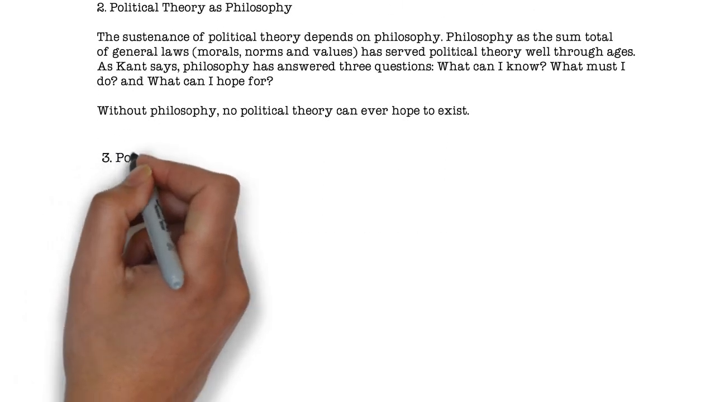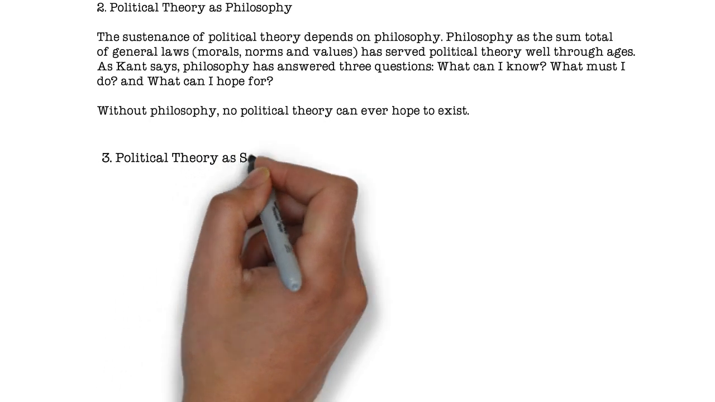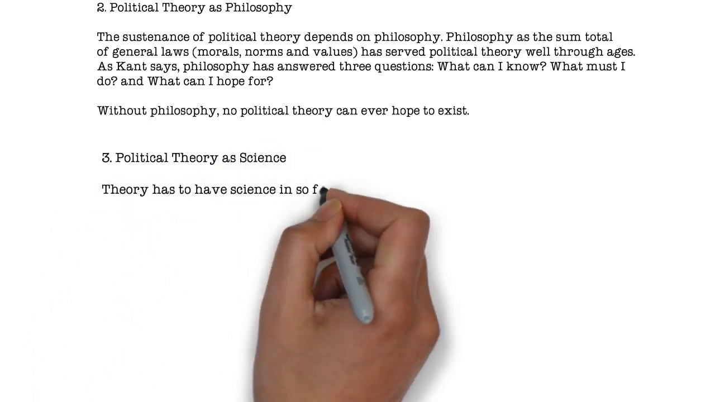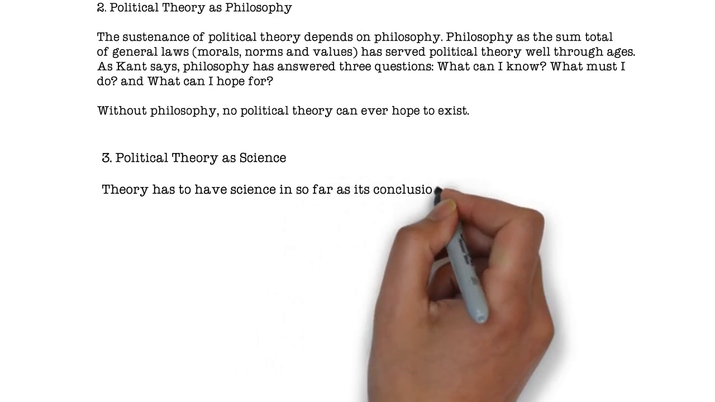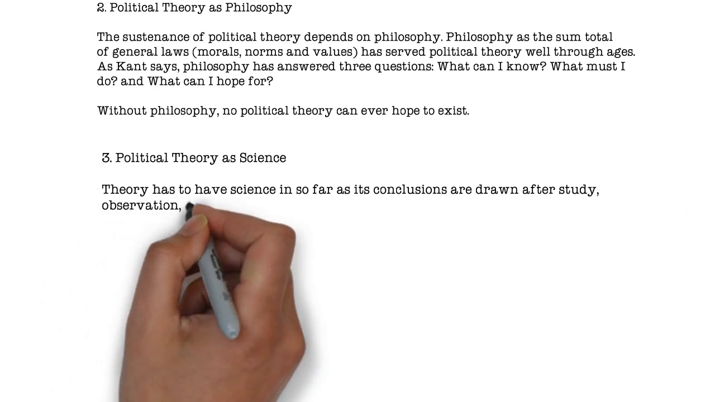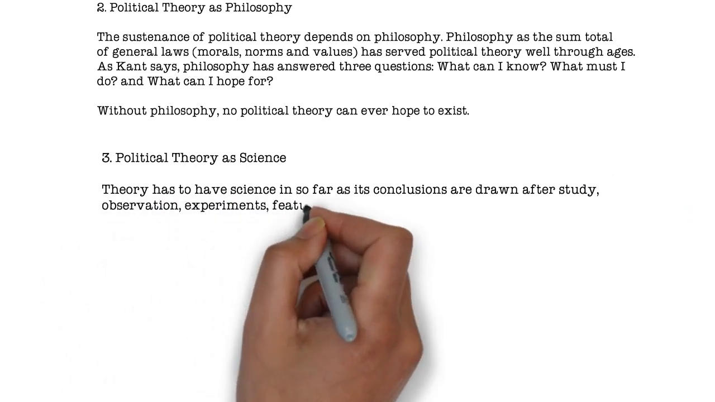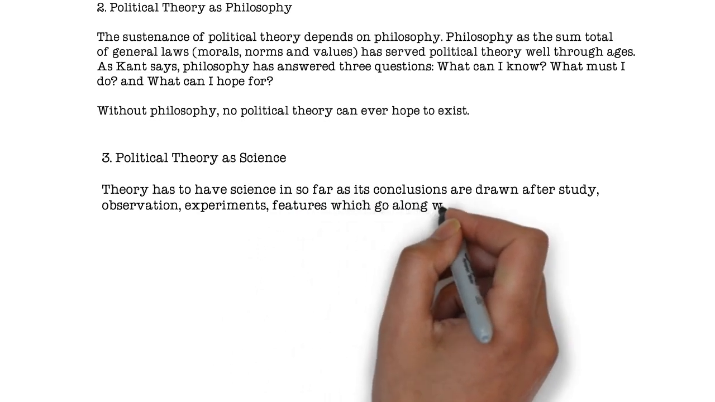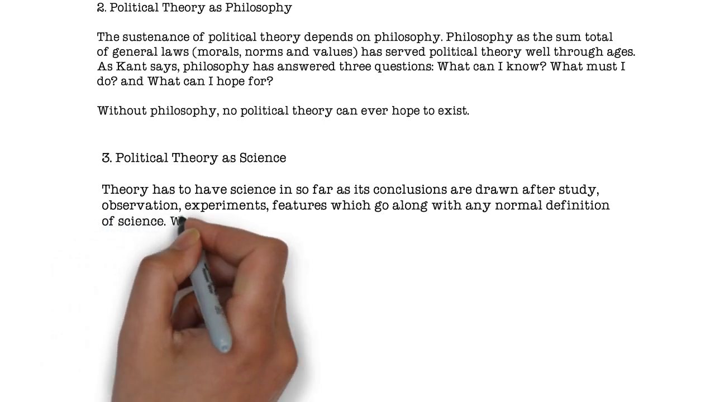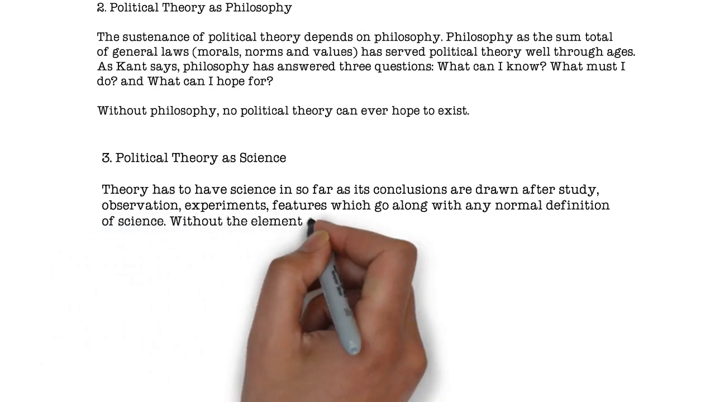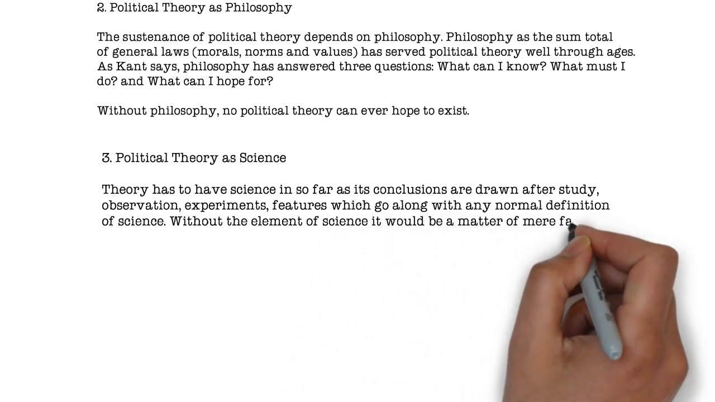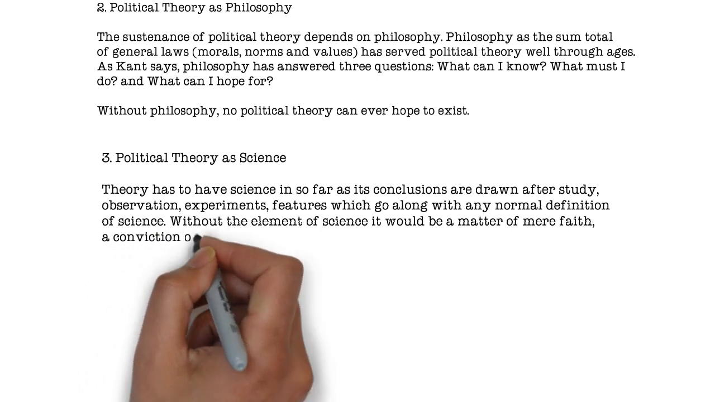Third, political theory as science. Theory has to have science in so far as its conclusions are drawn after study, observation, and experiments, features that go along with any formal definition of science. Without the element of science, it would be a matter of mere fate, a conviction, or a belief.